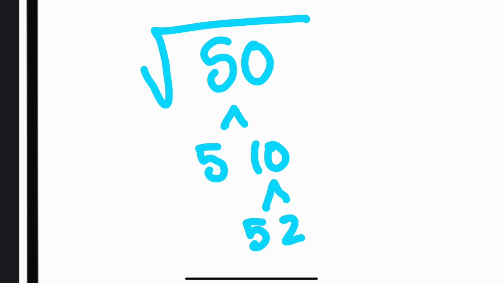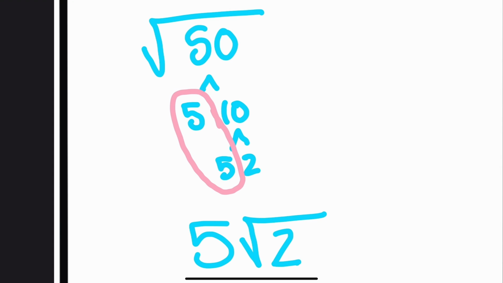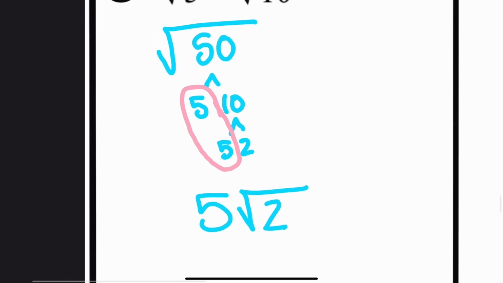So with that being said, I see a set. I have a pair of 5s, so I'm going to use those. They are going to come outside of the radicals since there is a pair of them, and staying inside is going to be that leftover 2. And that's it.